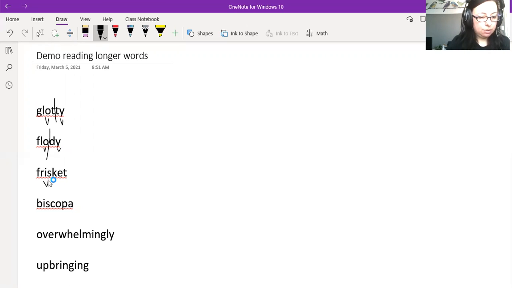Here I've got vowel here, two in between, usually divided here. This will say frisket, frisket.